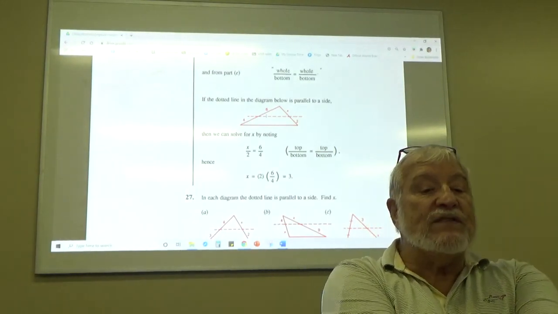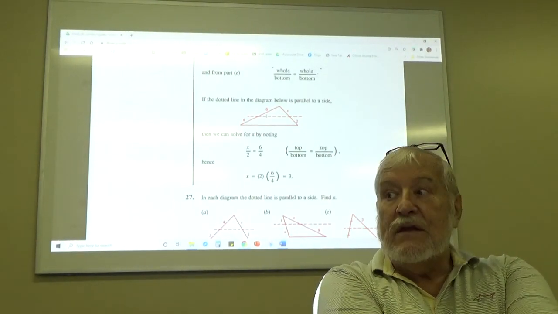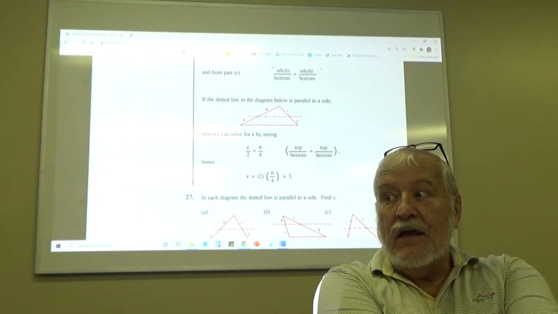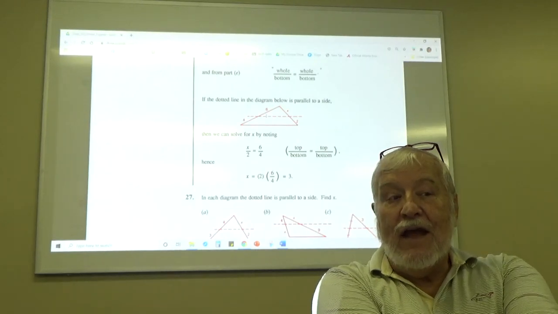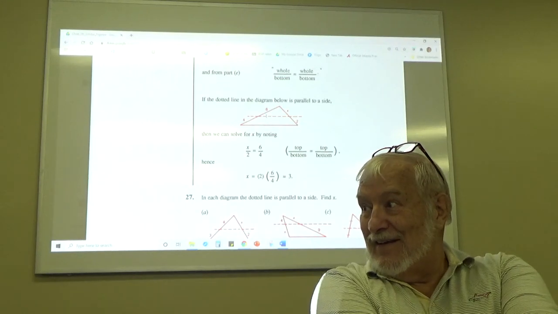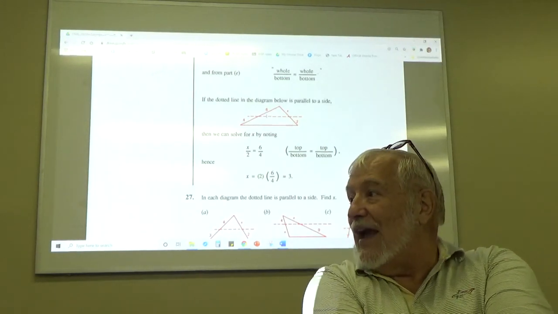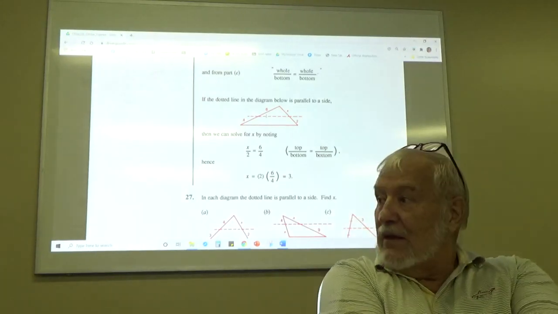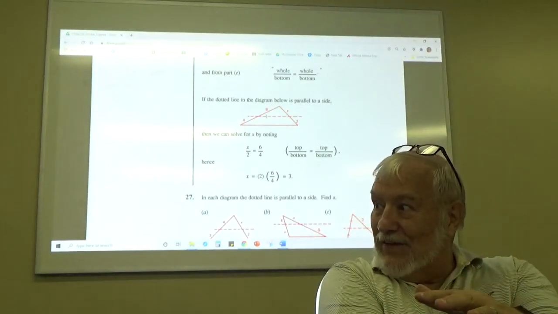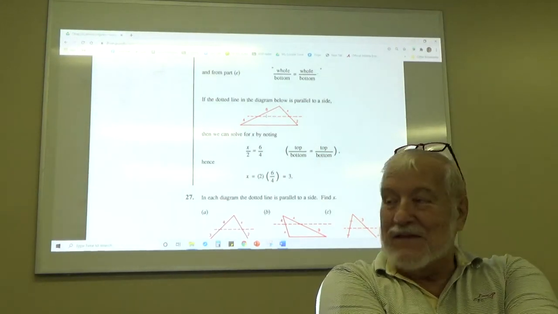All right, what are the sides of the large triangle? 4 and 10. No, 10 and x plus 2. See the trick? Wait, where did the 10 come from? 6 plus 4, the whole triangle. See, not the part, the whole triangle. Okay? See how that works?